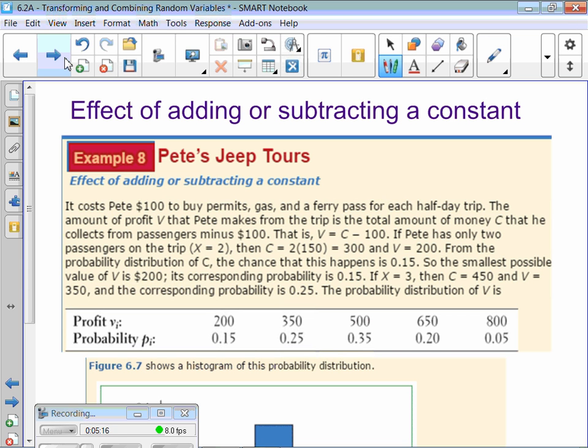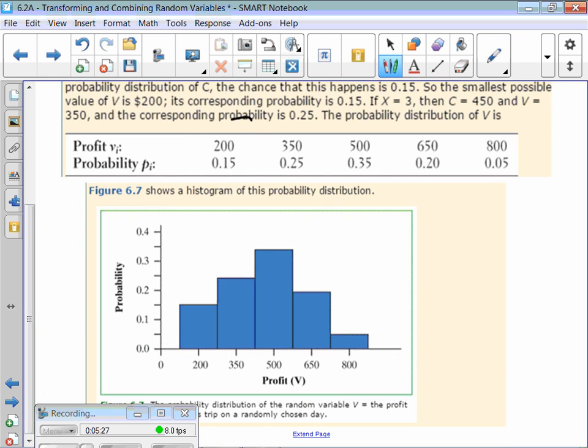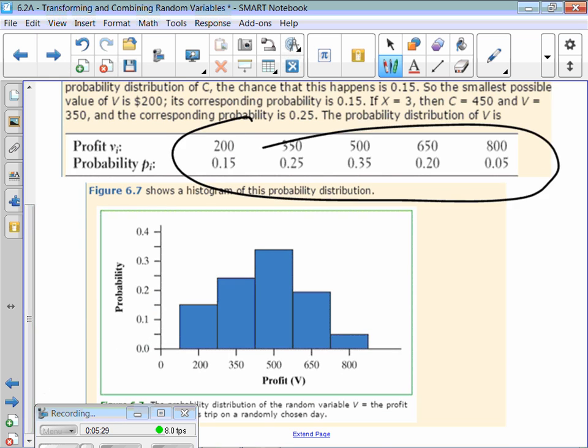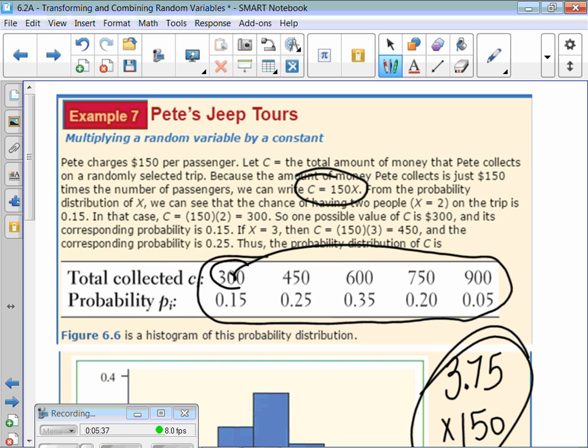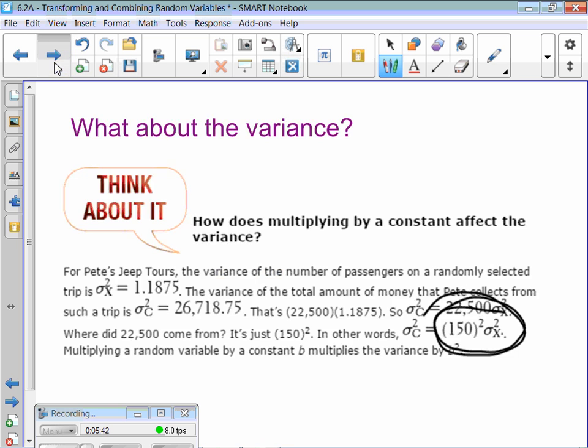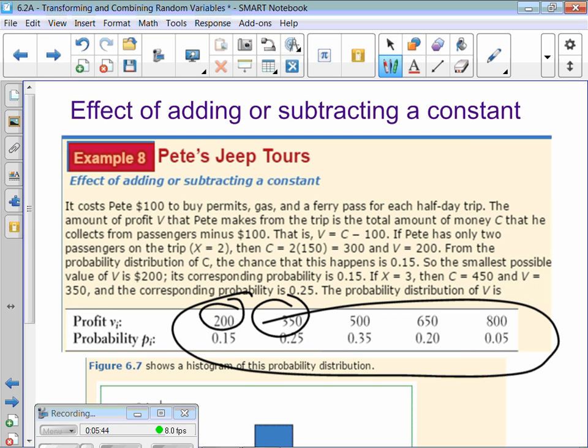So we're still multiplying by 150 because that's how much we make per person. But now I have to subtract out my $100 for gas and my expenses to get the profit. So what's the difference in my table here on those top numbers compared to the last one? Should I go back so you guys can look at it? Shifted left. What happened from these numbers to these numbers? Oh, good. We subtracted 100, okay?